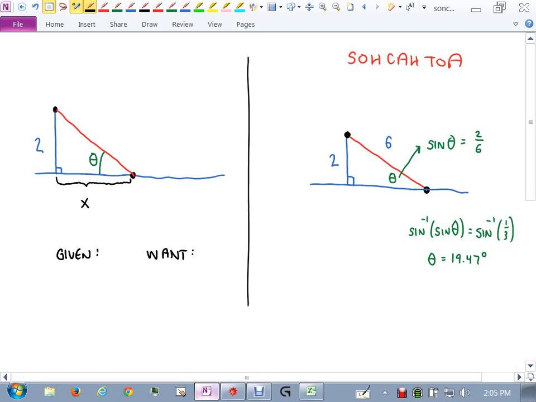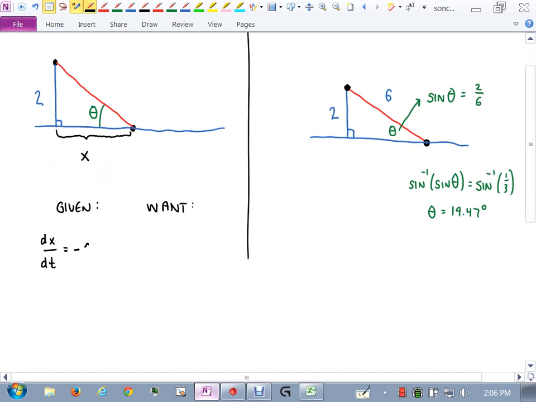What am I given? dx dt is 600. Now, we can use 600 or negative, right? Well, in my picture, it is shrinking again, isn't it? So I'll use negative. What is it that I want? d theta dt. I want to know the rate at which theta is changing.